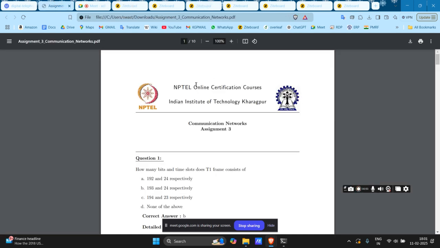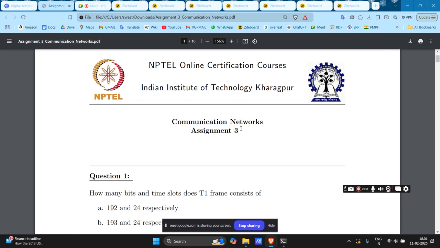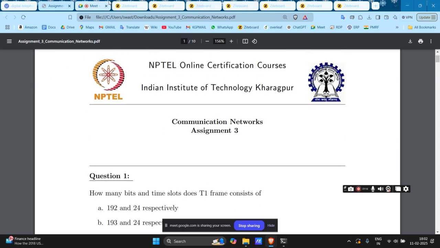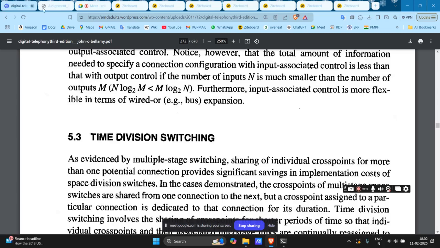So today's topic will be space and time switching. A brief about space switching and time switching was presented in week 2, and now in week 3 we will be extending those topics and exploring the possibilities of hybrid space and time switches. First we will go through a brief about the space and time switching.